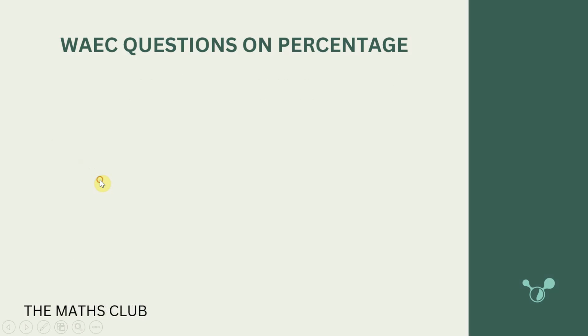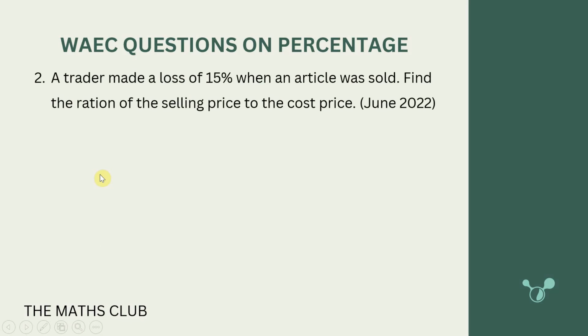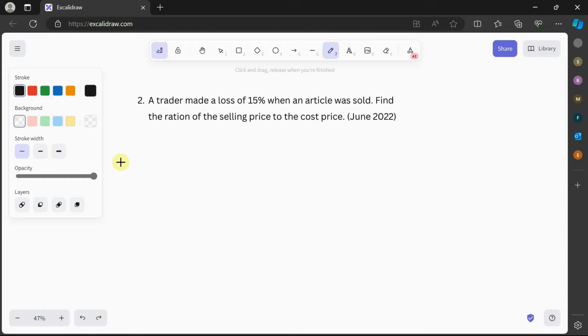Beautiful. Next question says that a trader made a loss of 15% when an article was sold. Find the ratio of the selling price to the cost price. I want you to pause the video again and try that yourself. Welcome back. Let's solve it together. So we're told that the loss is 15%, and 15% in terms of decimal is like saying 15 over 100, which is 0.15.